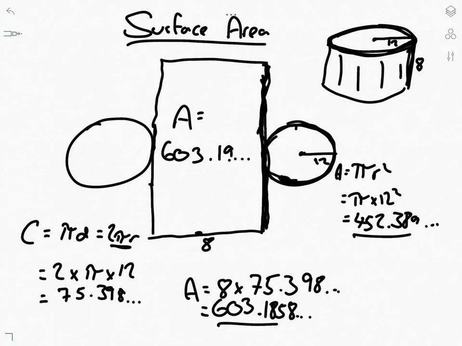603.19. So I've rounded there, but I haven't. I know that I put this dot dot dot to say that there's more numbers afterwards. I'm just rounding because it's more accurate. So anyway, I know to use the whole number, which is this one here, or the one in the calculator.